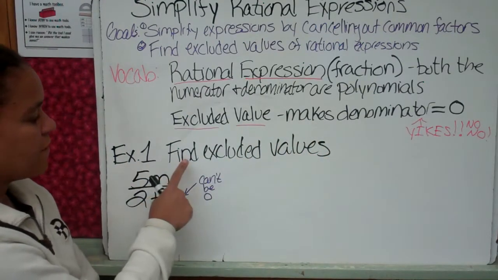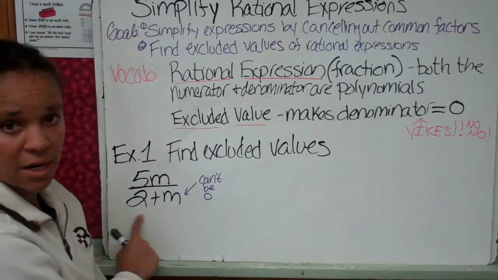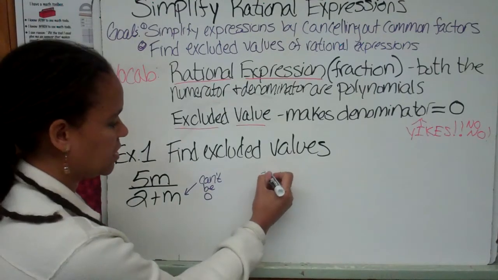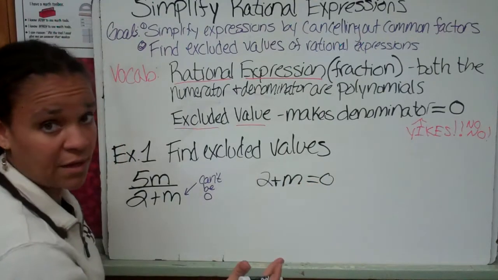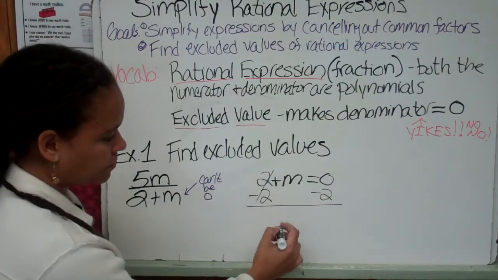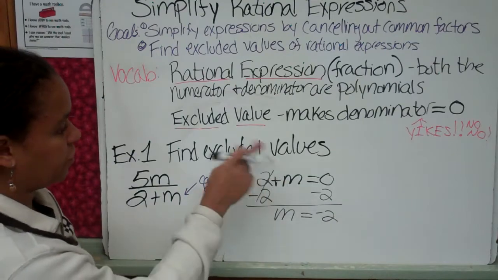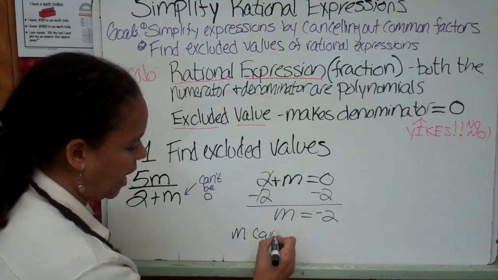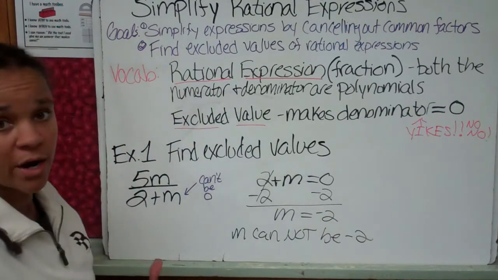So example 1 here, first we're going to learn how to find the excluded values. Remember what I said, the denominator can't be 0. So in order to figure that out, we're going to set the denominator equal to 0. So 2 plus m is equal to 0 because we don't want that to happen. So let's find out what would make that happen. So m is equal to negative 2. So when m is equal to negative 2, that will be an excluded value. So you want to write m cannot be negative 2. That would be our excluded value.